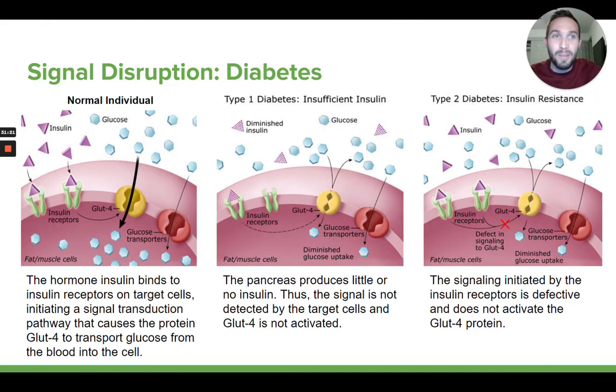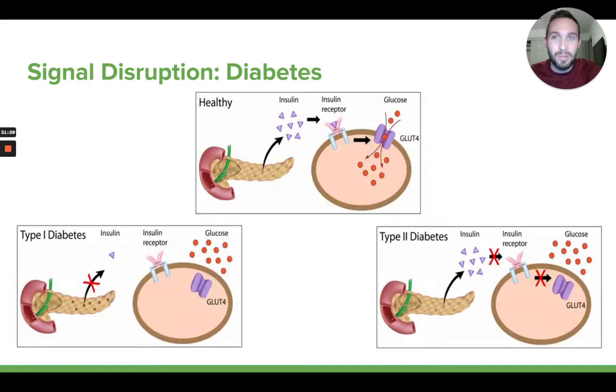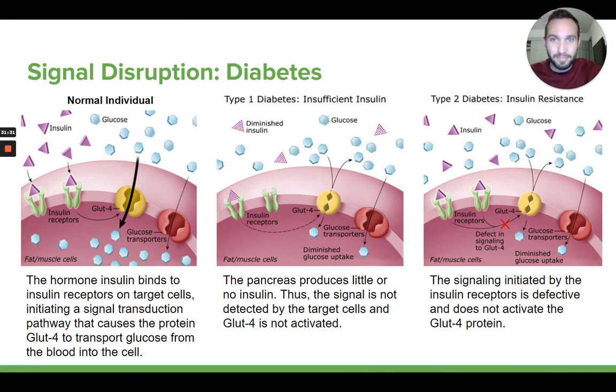Another good example, a super common example that comes up on AP questions, is diabetes. And this is the example that I'll end with in these notes. I do want to walk you through this. I know this is becoming a long video, but I do need you to be super familiar with diabetes and how that's a great example of these signal transduction pathways being disrupted.